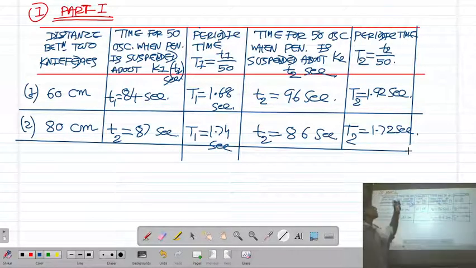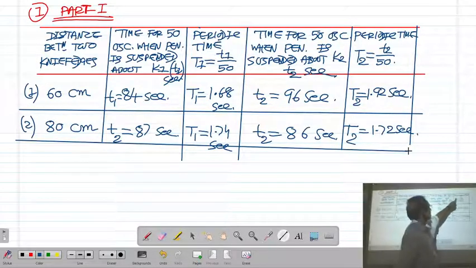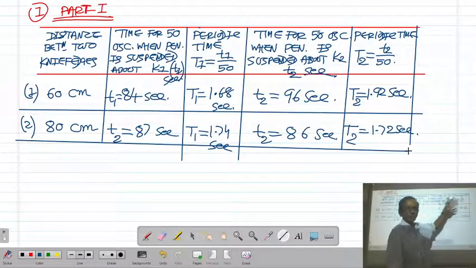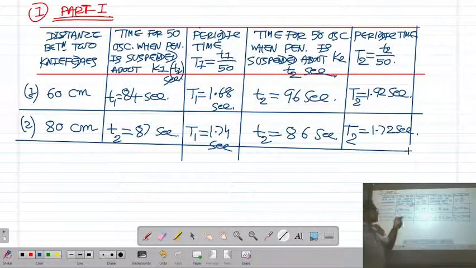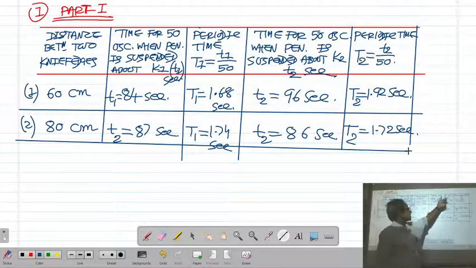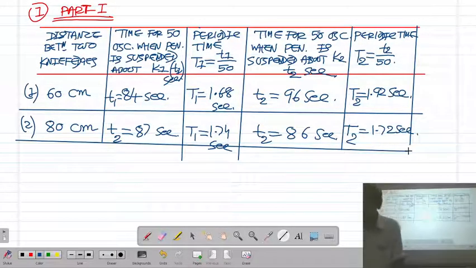In short, when the distance between the two knife edges K1 and K2 is 60 centimeters, the periodic time about knife edge K1 comes to 1.68 seconds, and the periodic time about knife edge K2 is 1.92 seconds. When the distance between knife edges K1 and K2 is 80 centimeters, the periodic time about knife edge K1 is 1.74 seconds, and the periodic time about knife edge K2 is 1.72 seconds.